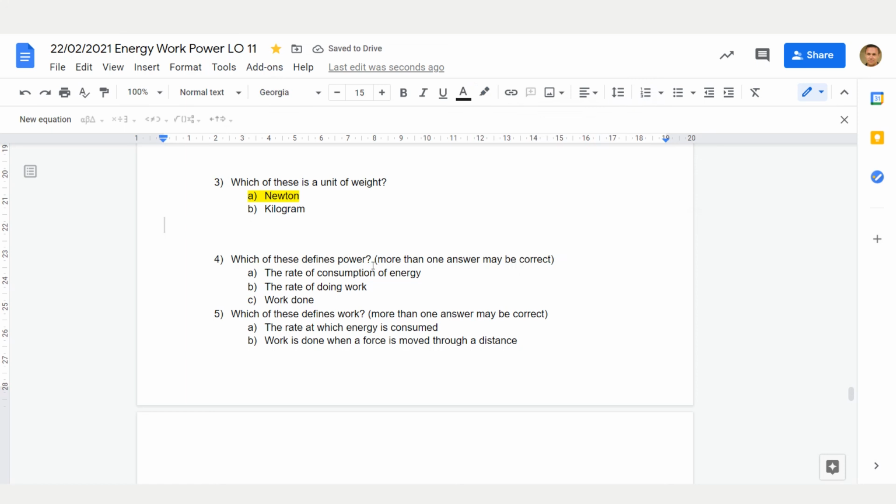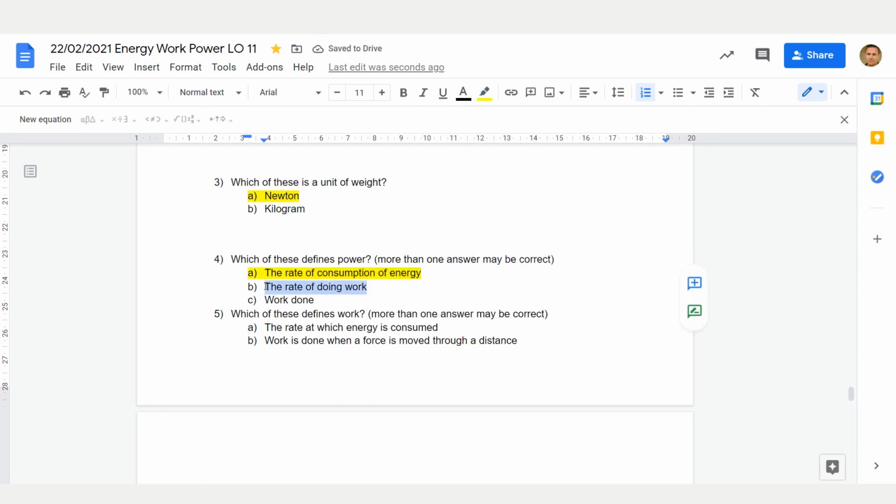Which of these defines what power is? One or more answers could be correct. So power is work done over time. Time tells us that the word rate is relevant. So the rate of consumption of energy, or consumption of energy, is work. So power is the rate of consumption of energy. So that's correct.